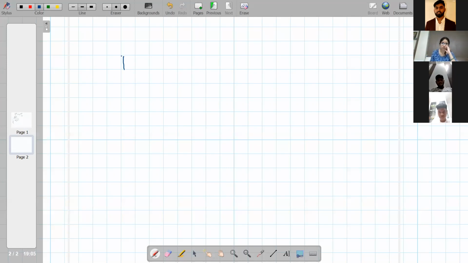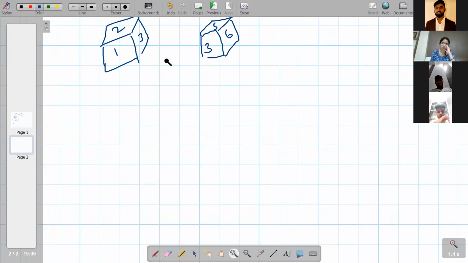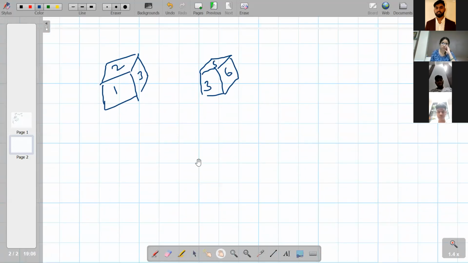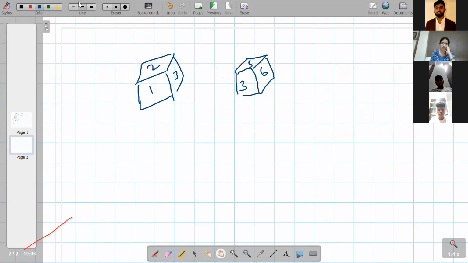For instance, this is a dice, and this is another dice. Let's say there is 1, 2, 3, and 3, 5, and 6. These are given. I hope you can see this.